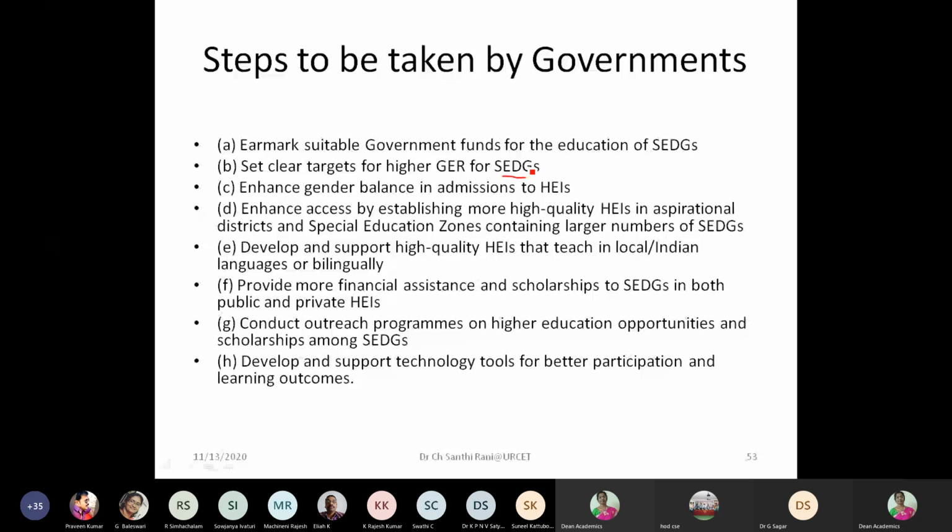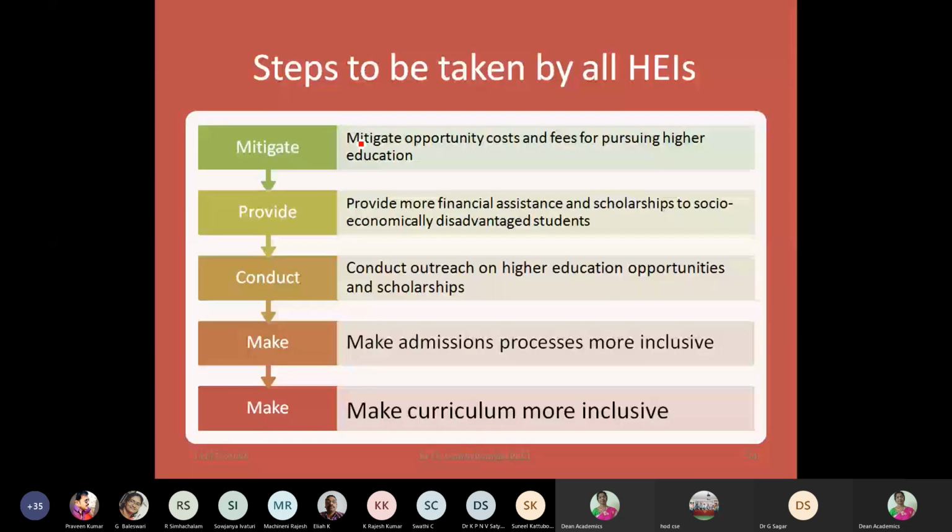Like that, provide more financial assistance and scholarships to those people who are in public and private higher educational institutions. Like that, develop and support technology tools for better participation and learning outcomes. So these are some of the steps to be taken by the governments, and these are the steps to be taken by higher educational institutions.